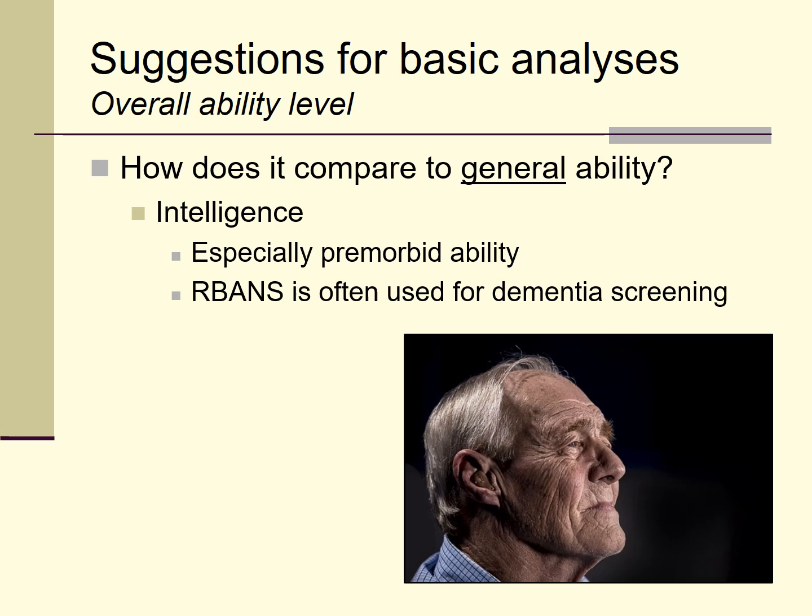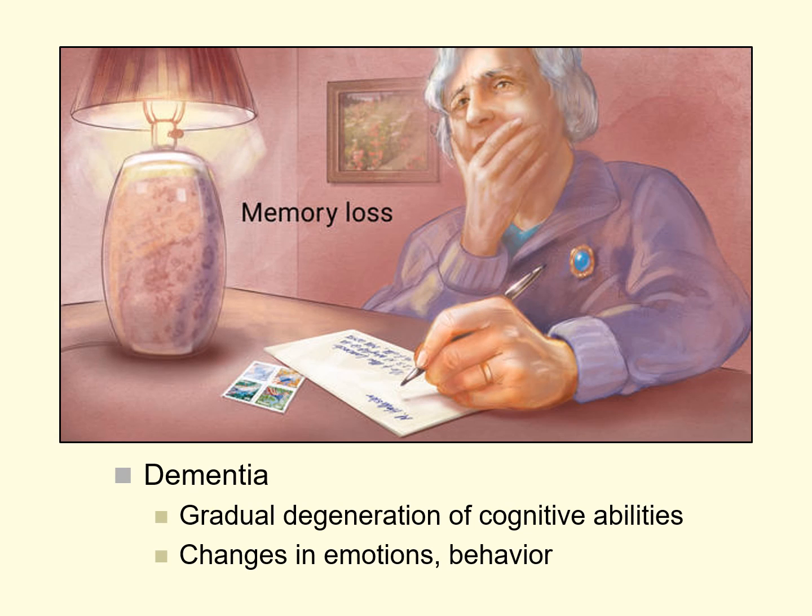I think I've mentioned that a couple times already, and so one of the first things we might do in interpreting the RBANS is look at that total scale score to get a sense of the person's overall neurocognitive ability and compare that to what we think their level of general intellectual ability was before they started to show signs of dementia. Dementia is this general group of disorders that are associated with gradual degeneration of cognitive abilities with accompanying changes in emotions and behavior.